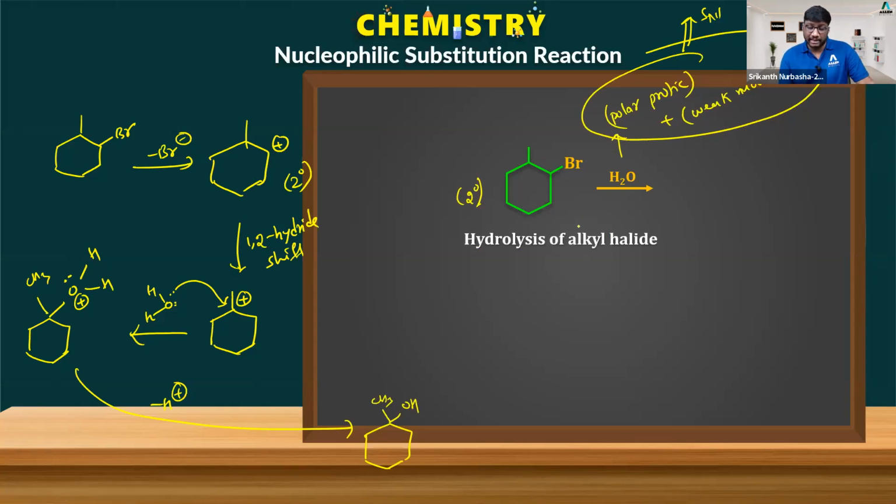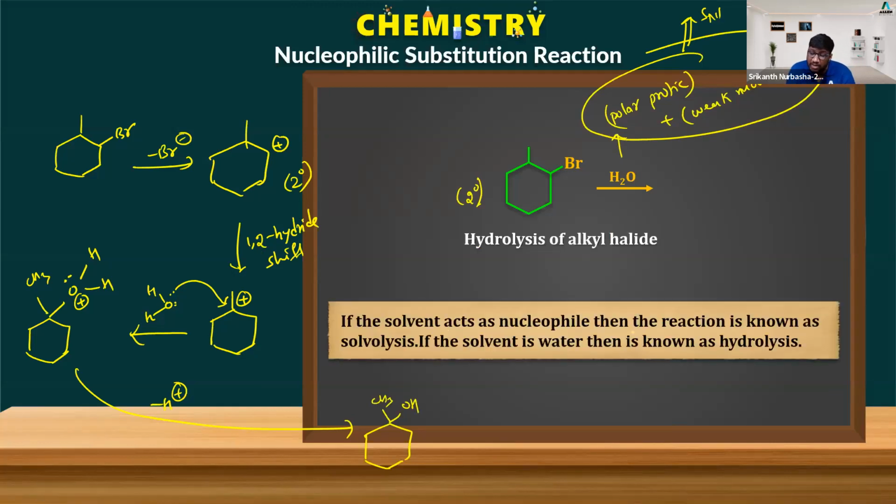Hydrolysis of alkyl halide: if you take a secondary alkyl halide, that will be a polar protic solvent and weak nucleophile. So it has to undergo SN1 reaction where a carbocation is obtained as an intermediate. So rearrangements you have to do. Ring expansion is possible because a 6-member ring is already there.